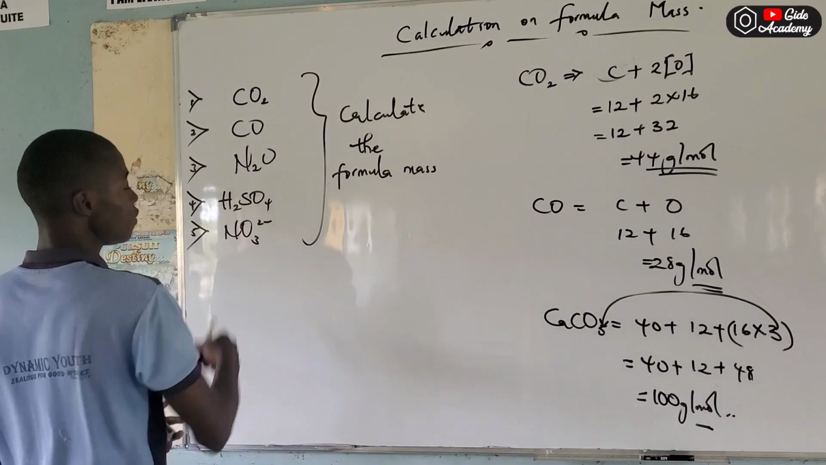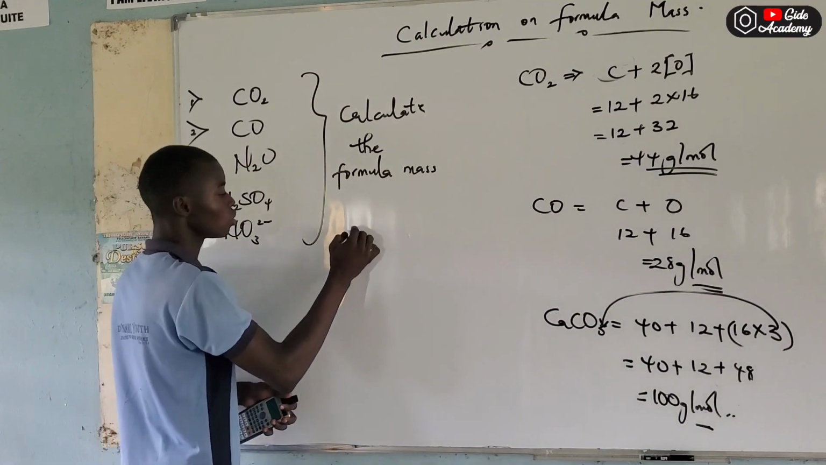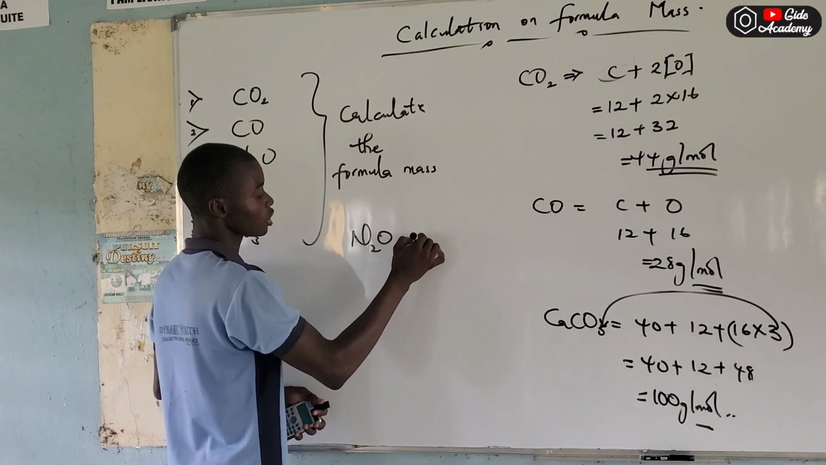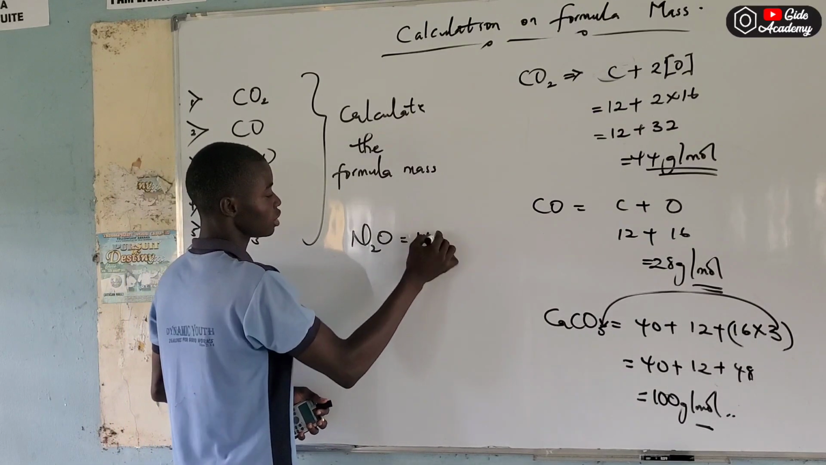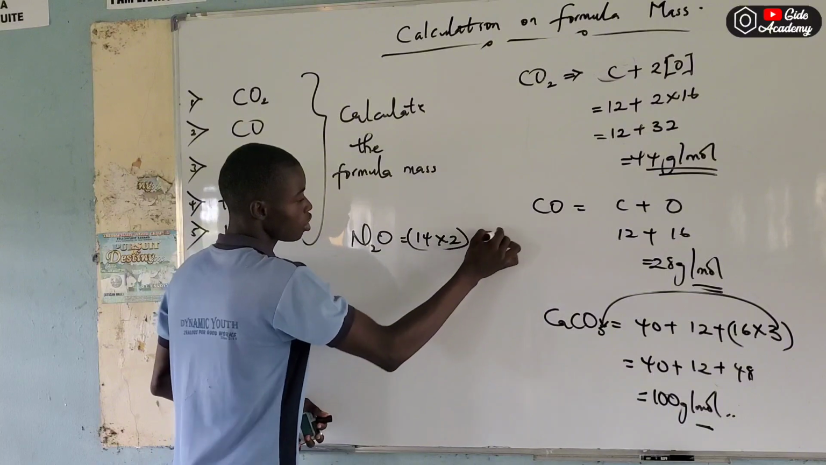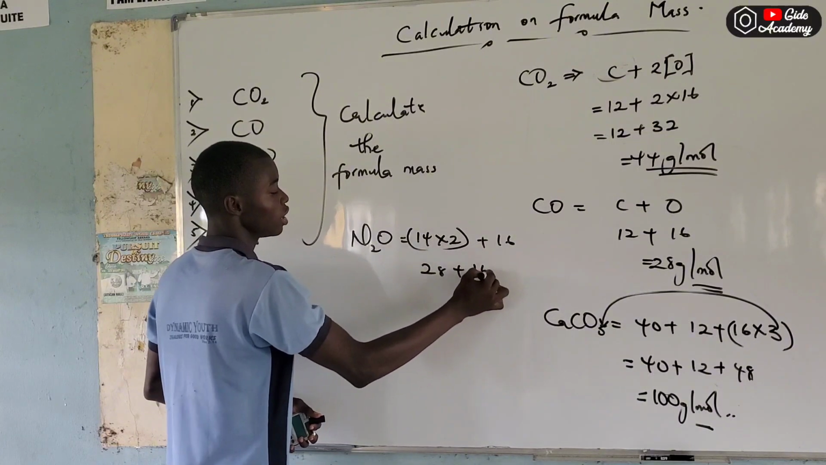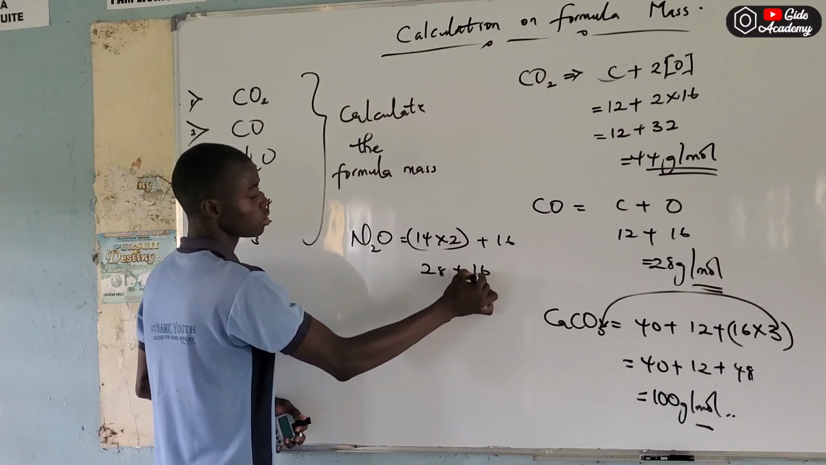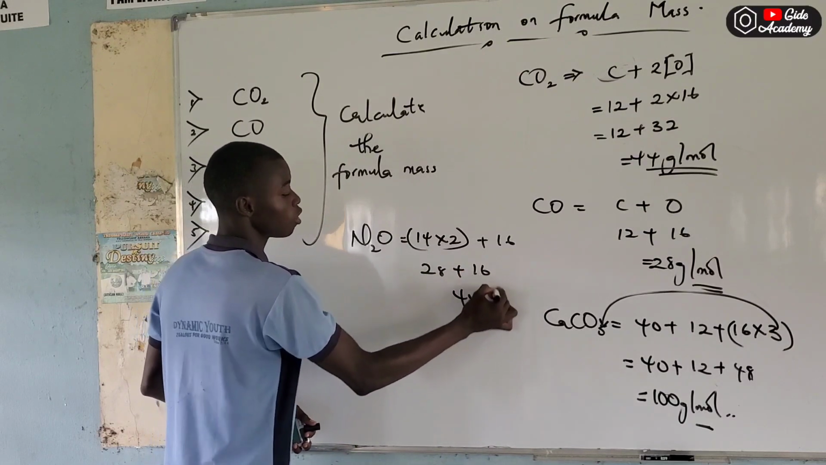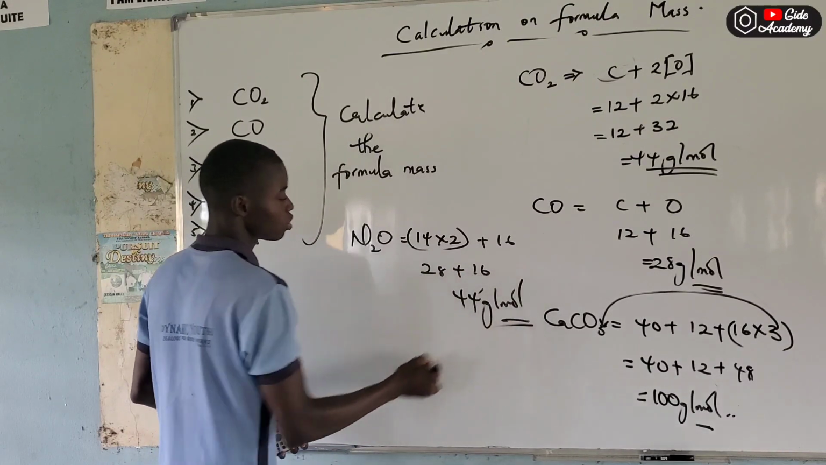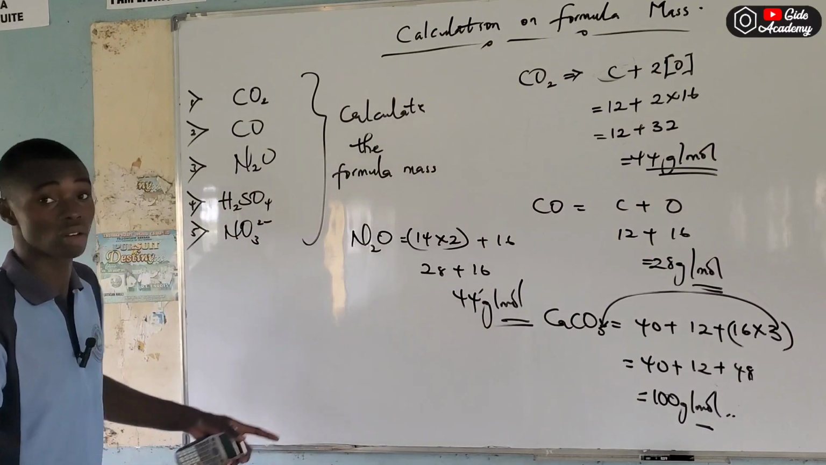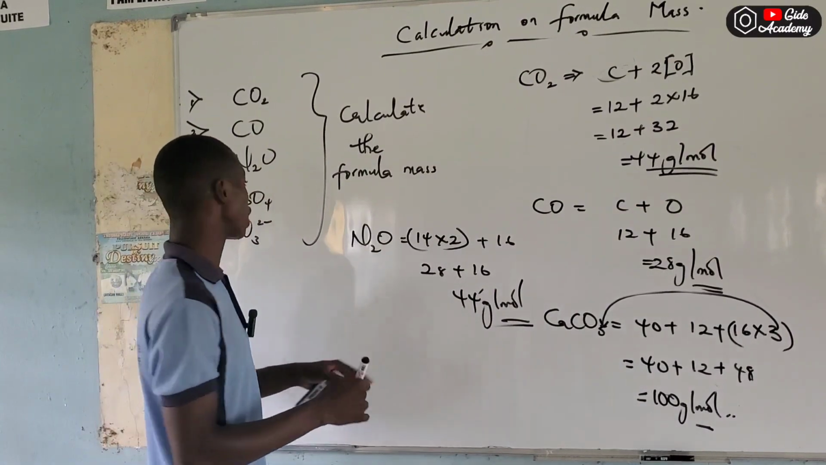That is for CaCO3. So if you have something like N2O, N2O will give us nitrogen is 14 times 2 plus oxygen already is 16. Then here you are going to have 28 plus 16, which is 44 gram per mole. So this is just how you are going to calculate the formula mass of a particular compound.